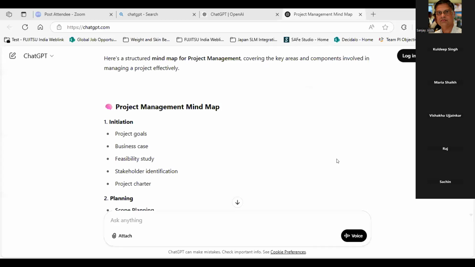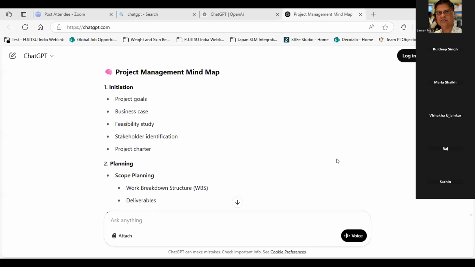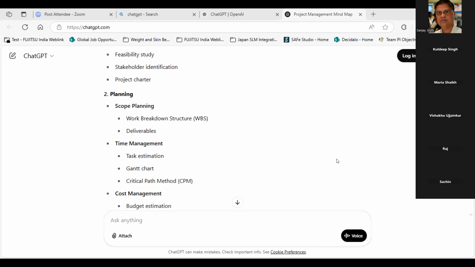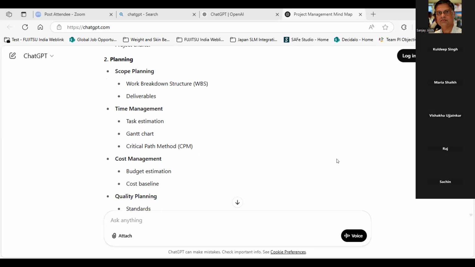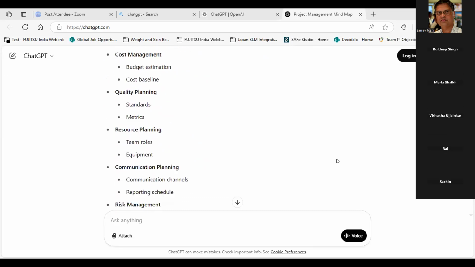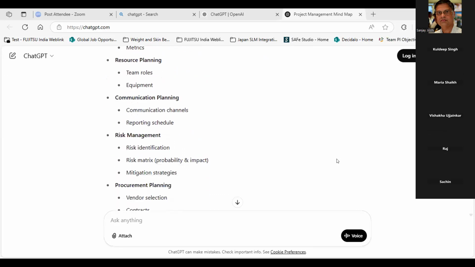See, project management mind map, initiation, these things are there. Planning is there. And then see, there are double bullet points as well. Planning में scope planning, under scope planning, WBS and deliverable. Under the time management, time estimate, Gantt chart and so on. So he has created something here. So that's called as mind map. Mind map is one of the styles of doing the things there. Requirement capture could be done like that. So for example, the safety requirement, the look and feel requirement, cost optimization requirement. Under the cost optimization, such and such things. So that's how you can create.